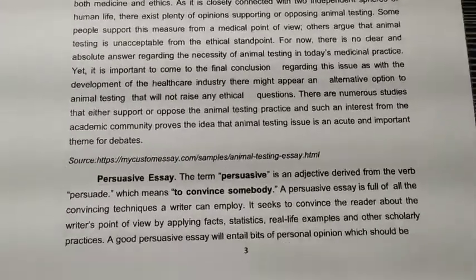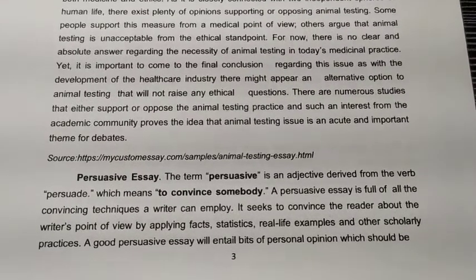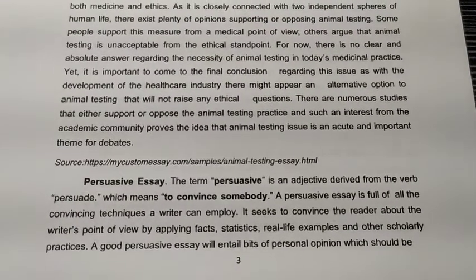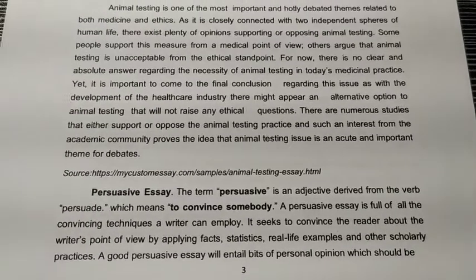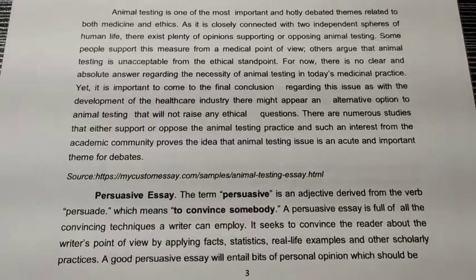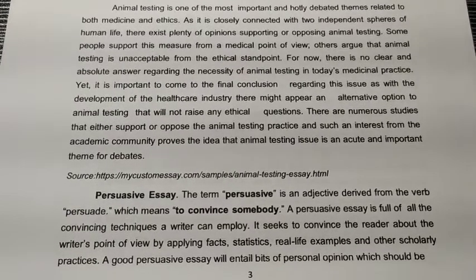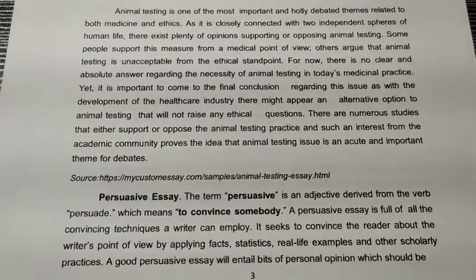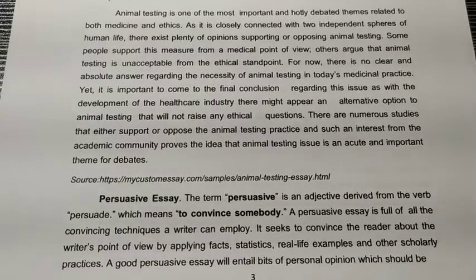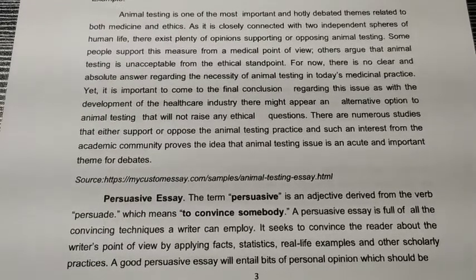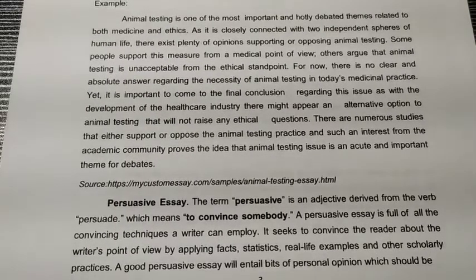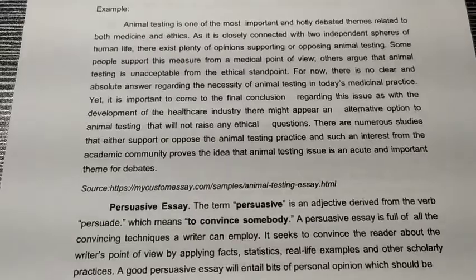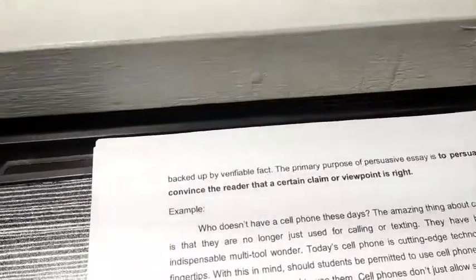Then for persuasive essay, from the term persuasive or persuade, it's an adjective derived from the verb persuade, which means to convince somebody or to make them believe in what they are reading, in what they are listening, or any information they are interpreting. So a persuasive essay is full of all the convincing techniques a writer can employ. It seeks to convince the reader about the writer's point of view by applying facts, statistics, real-life examples, and other scholarly practices.